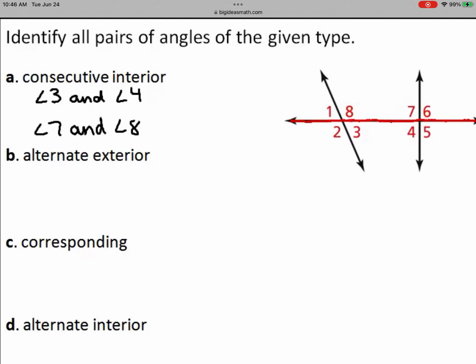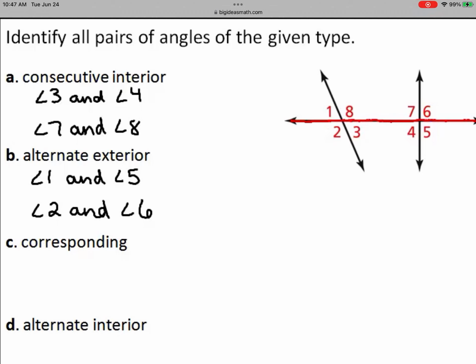Part B. Alternate exterior angles. Two angles are alternate exterior when they lie on opposite sides of the transversal and outside the lines. So angle 1 and angle 5 are alternate exterior angles. Angle 2 and angle 6 are alternate exterior angles.